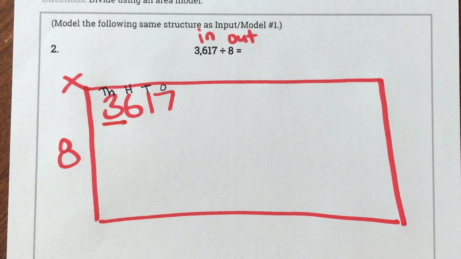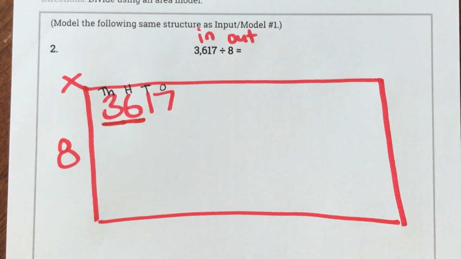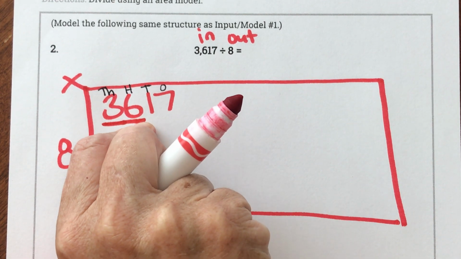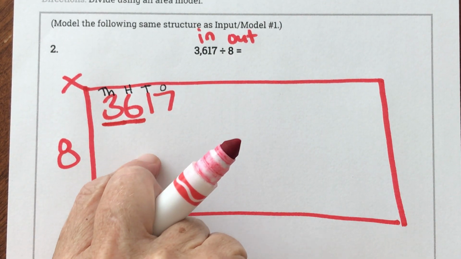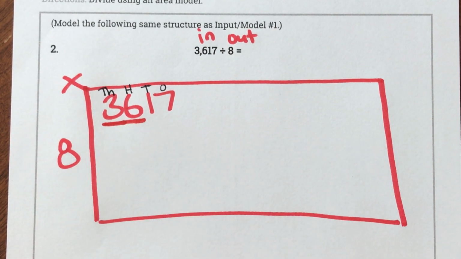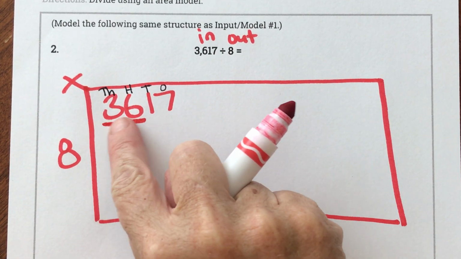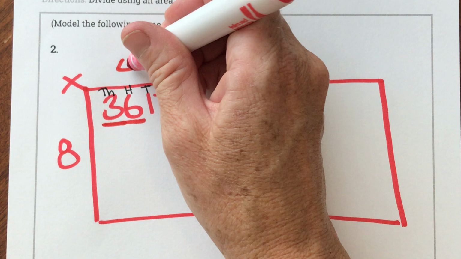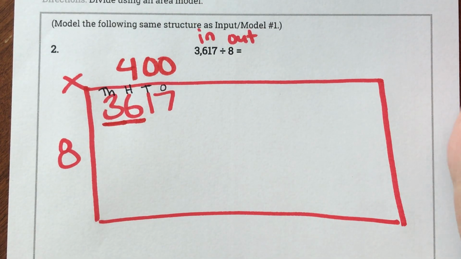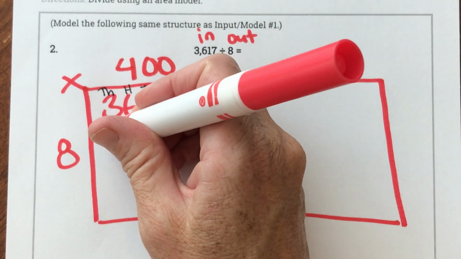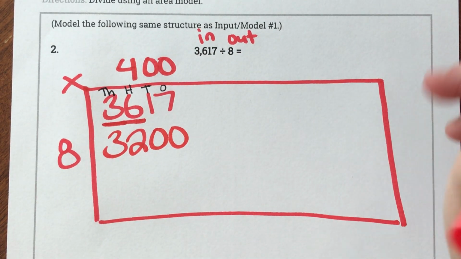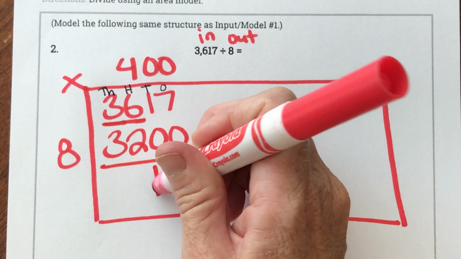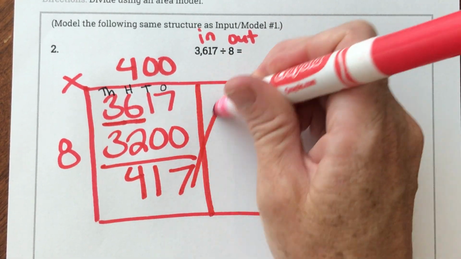So I'm going to ask myself, can 8 fit into 3? No, 8 can't fit into 3. Can 8 fit into 36? Yes, 8 can fit into 36 4 times, because 8 times 5 is 40, which would be too big, but 8 times 4 is 32. So 8 fits into 36 4 times, but because I'm in the hundreds place value, it's going to be 400. So we have 400 times 8 is 3,200. I did that because I knew 4 times 8 is 32 and 2 zeros. Let's subtract and bring that up.